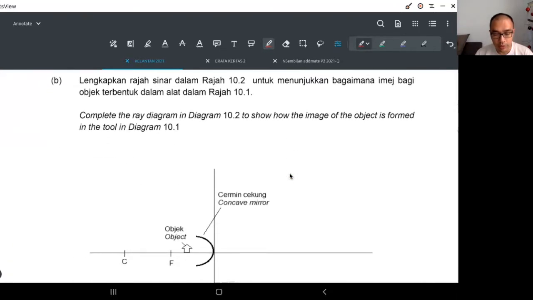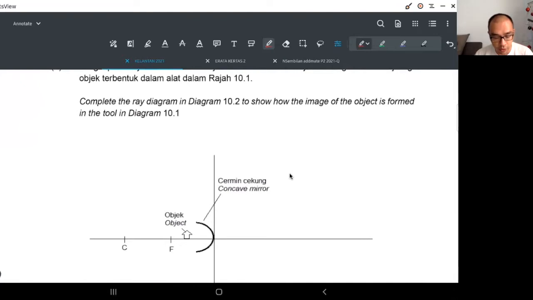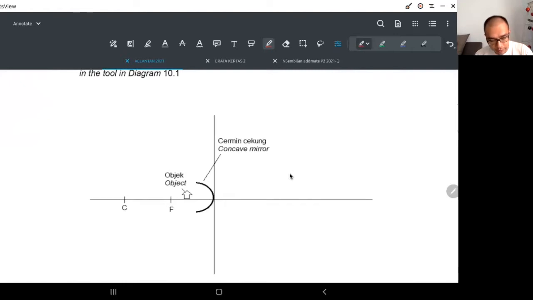So complete the ray diagram to show how the image of the object is formed. So the object is here. The normal two are straight. The first one is straight and then passing through F, but it has to be reflected, so it will pass through F this way. This is the first one. The second one is from the object head passes through C. Sorry, this is very horrendous drawing. These two will somehow join somewhere at the back here, and will form a virtual image, which is at the back of the mirror.